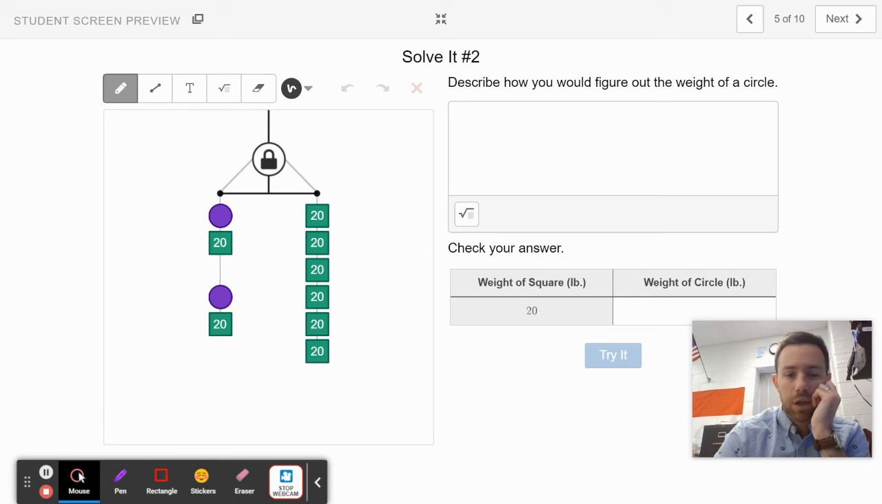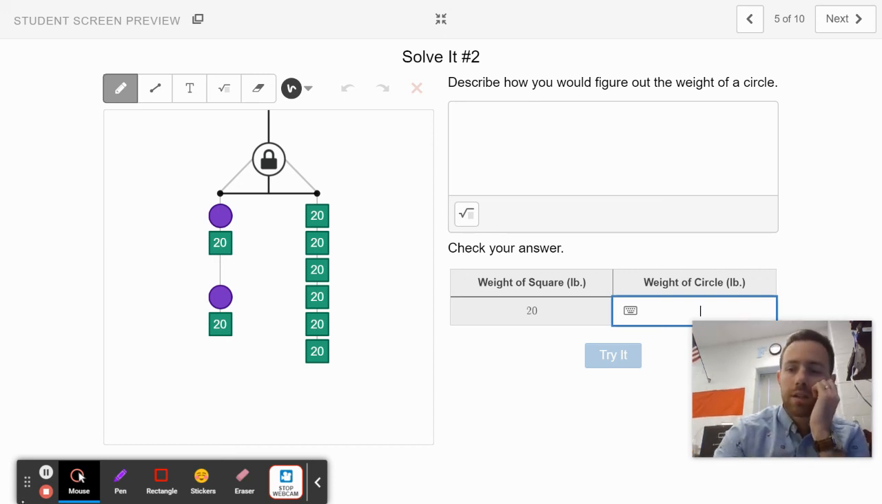In slide 5, your job is to solve it again. It actually gives you numbers this time for the squares and the circles, and your job is to describe how you would figure out the weight of a circle, and then to actually find the weight of the circle and check your answer. Make sure you check your answer and click try it to see if you're right before you move on to slide 6. Go work on slide 5 and come back to Edpuzzle.